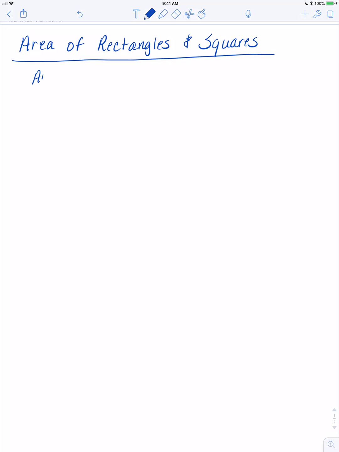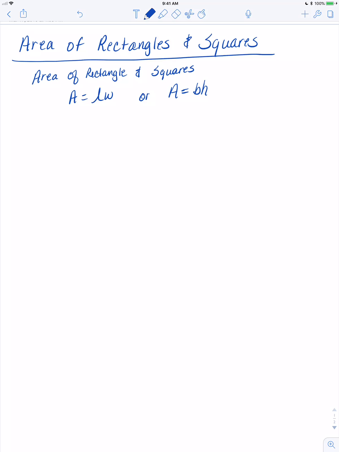So there's a formula for area, especially area of rectangles and squares. We're going to say area is equal to length times the width. Now some people might say base times the height, and that's the same thing as length times width. Okay, so let's just look at a few here.